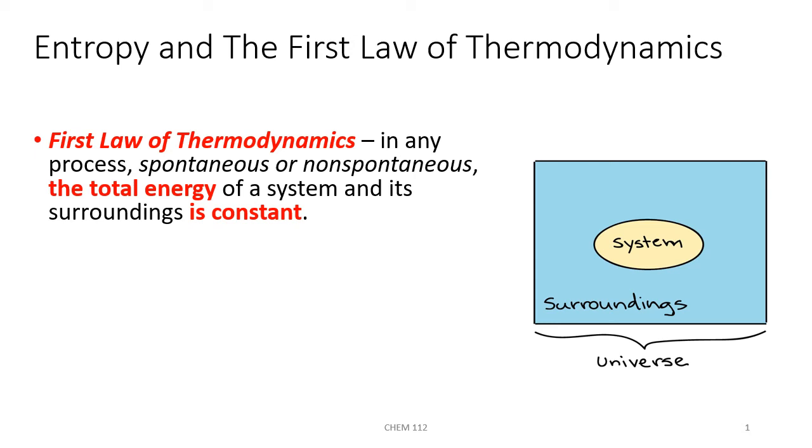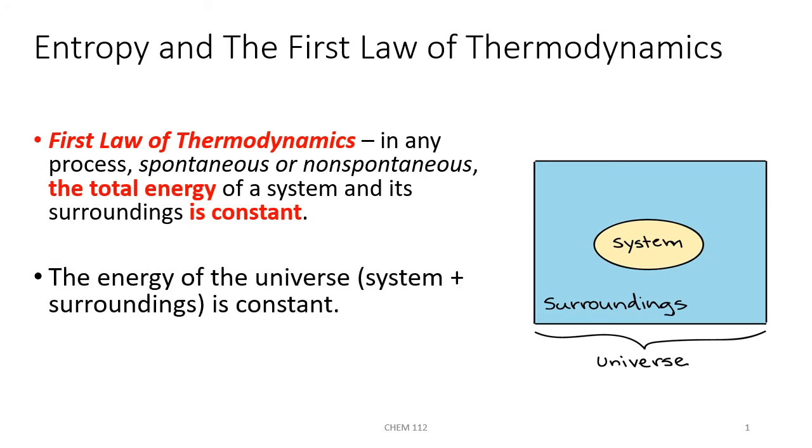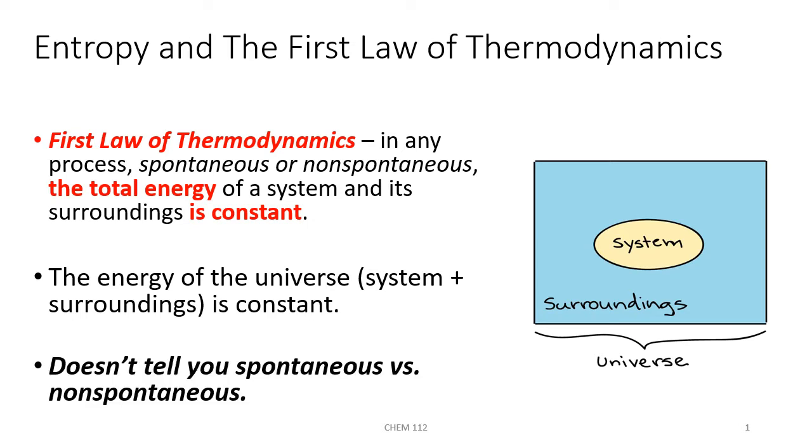We previously talked about how the first law of thermodynamics says that in any process, whether it's a spontaneous or a non-spontaneous process, the total energy of a system and its surroundings is constant. The system and the surroundings make up the universe. So the first law tells us that the energy of the universe is constant and unchanging. What the first law doesn't tell us is whether a process is going to be spontaneous or non-spontaneous.